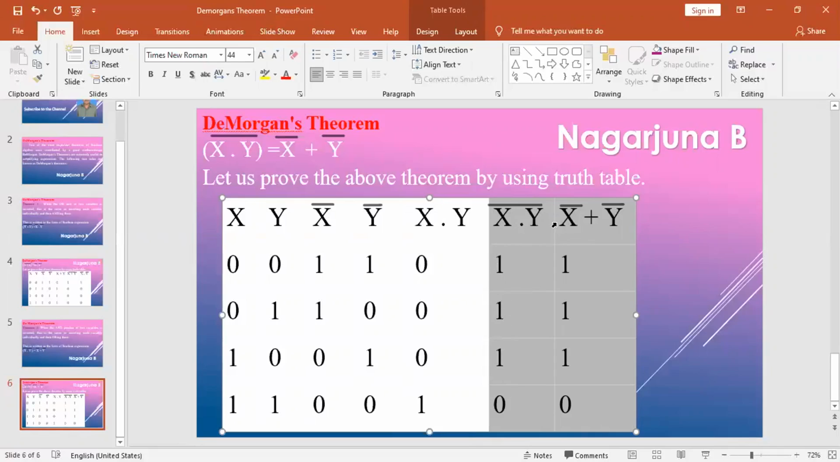So x dot y whole bar is equal to x bar plus y bar. So DeMorgan's second theorem says that when the AND product of two individual variables is inverted, this is the same as the inversion of each of the variables and ORing them. That is, x dot y whole bar is equal to x bar plus y bar. So this is the proof of DeMorgan's theorem 2.